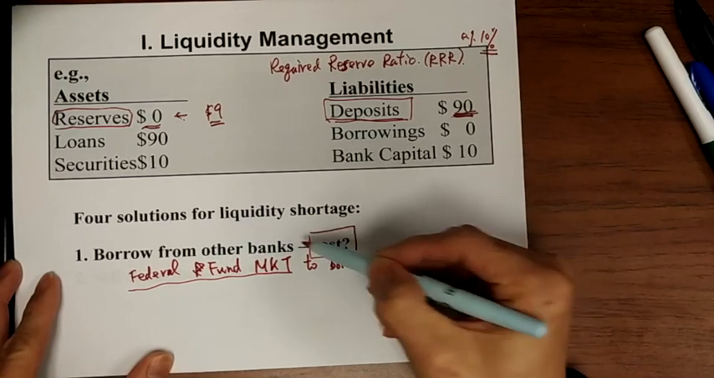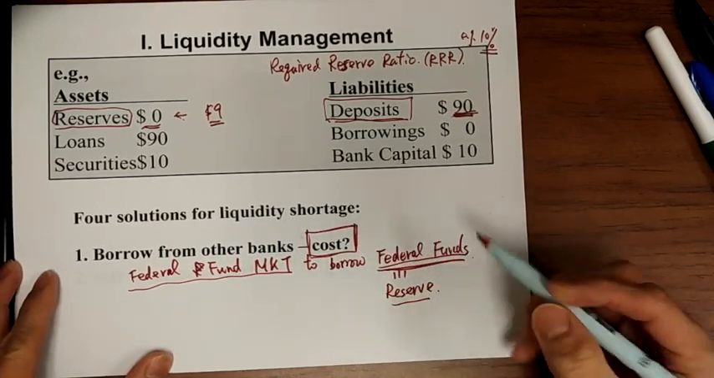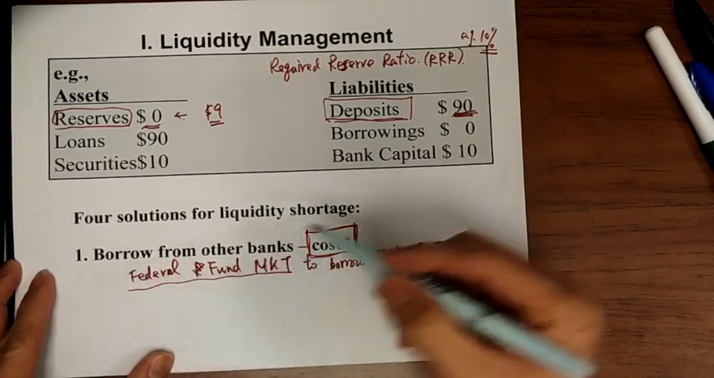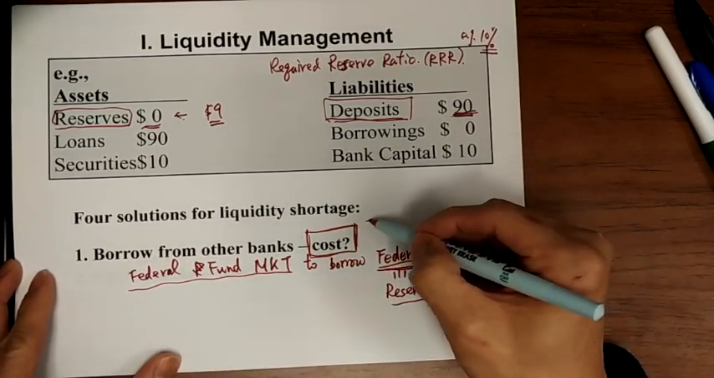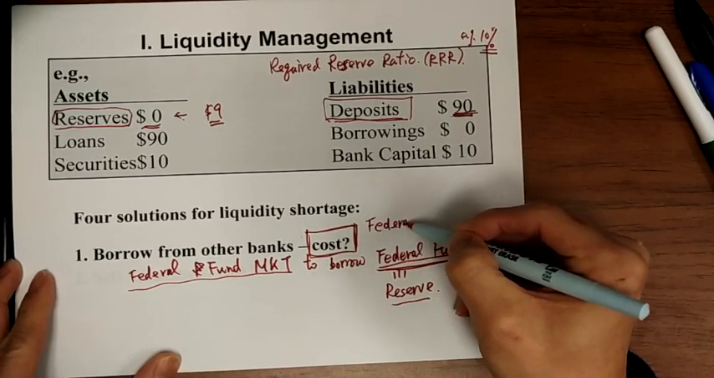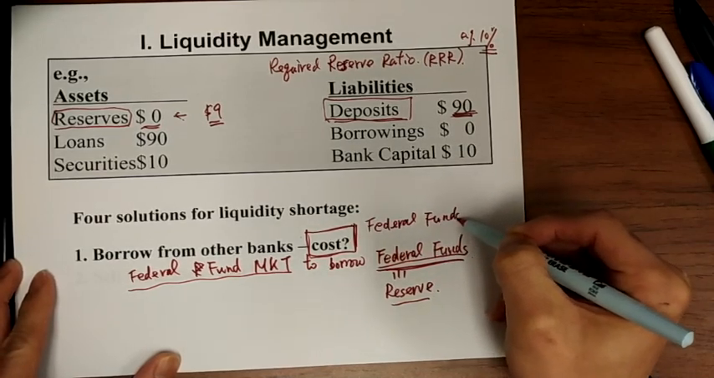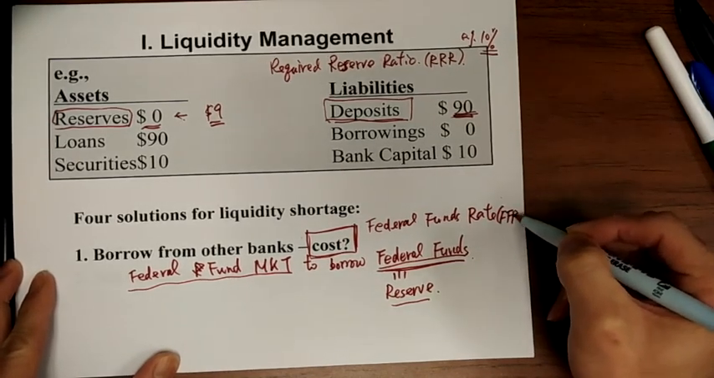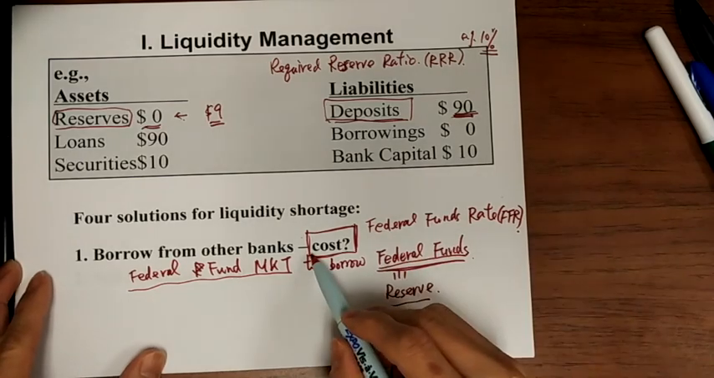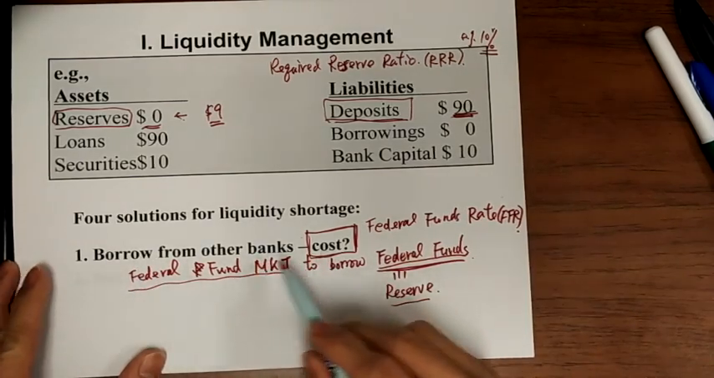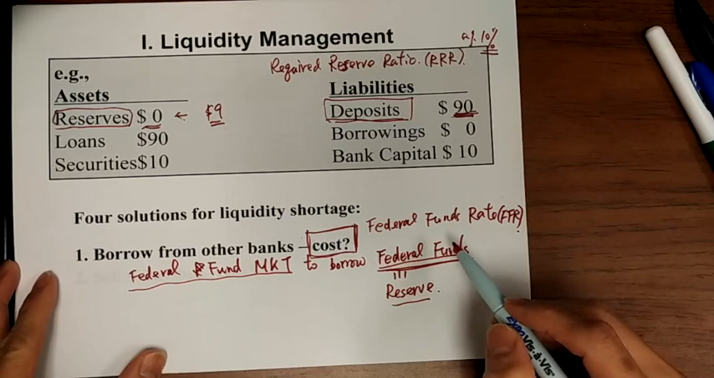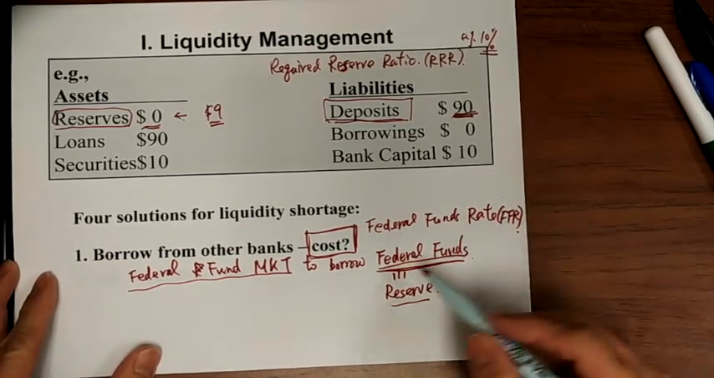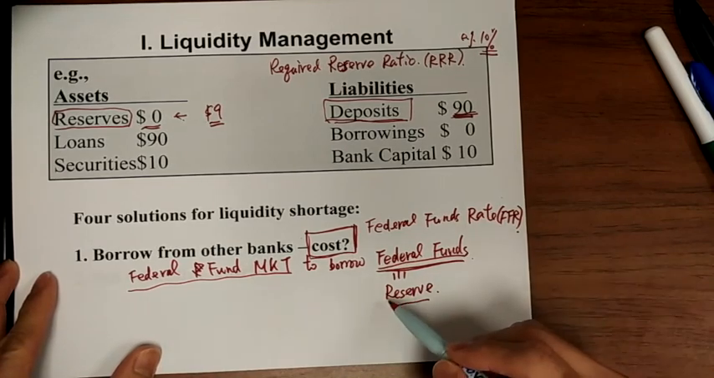Then what is the cost? What do they have to pay to borrow reserve? They pay the fellow commercial banks federal funds rate. So the cost of borrowing from the fellow commercial banks is called the federal funds rate. They have to pay federal funds rate because they borrow federal funds, that is reserve.